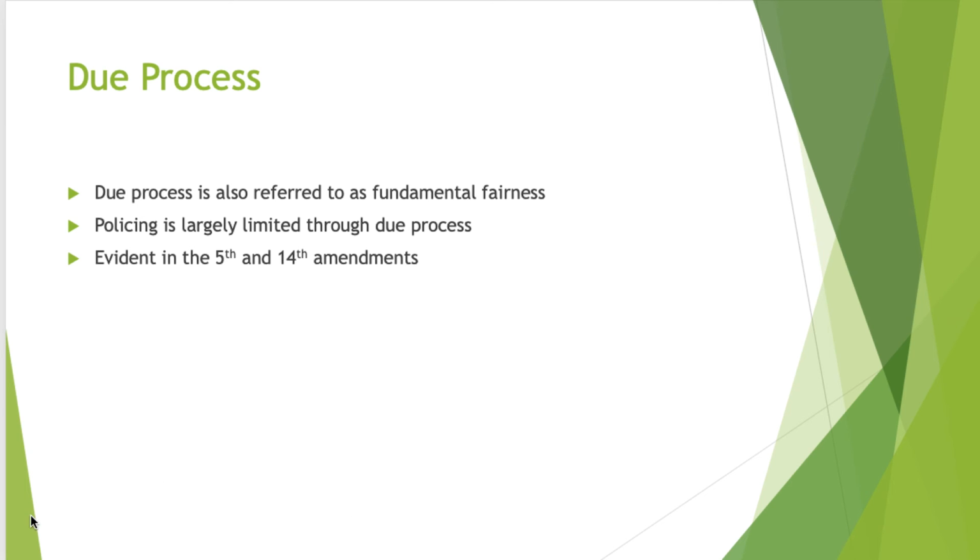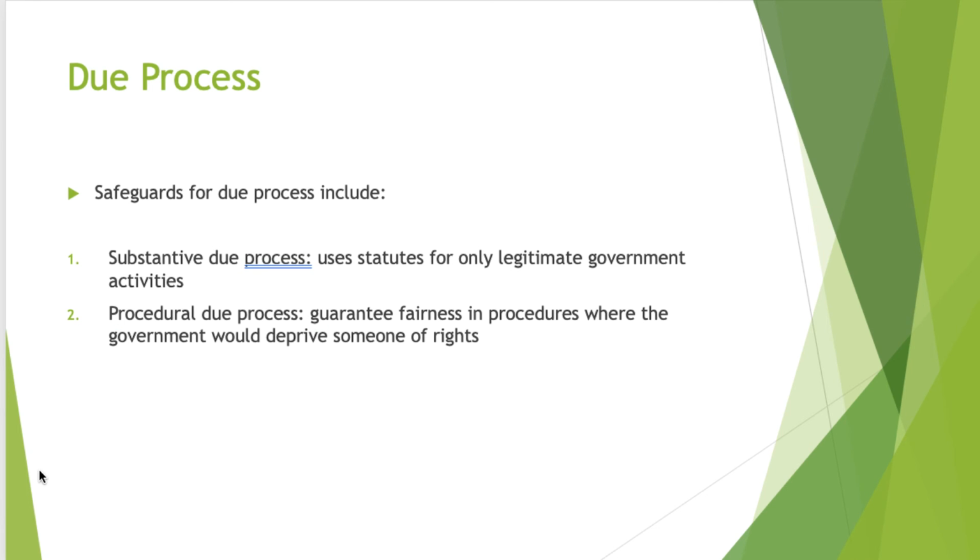So we're going to continue with this idea of due process and take it a step further, and talk about some of the safeguards. Now, these safeguards are in place not for the government, but for us. They substantially limit the power that the government has over us in situations. And we'll give examples of some of these in a second. So the first safeguard is your substantive due process.